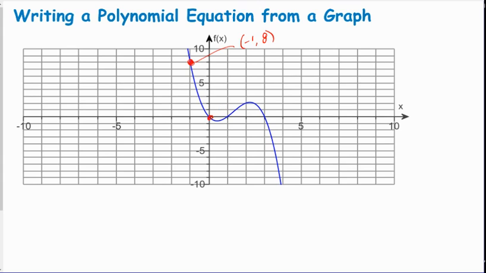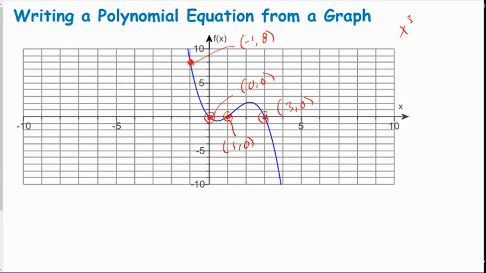This is 0, 0. Here we have 3, 0. And here we have 1, 0. Now we see that it crosses the x-axis 3 times. So from that, we know that it is at least a cubic polynomial. So it is an x to the cubed graph.